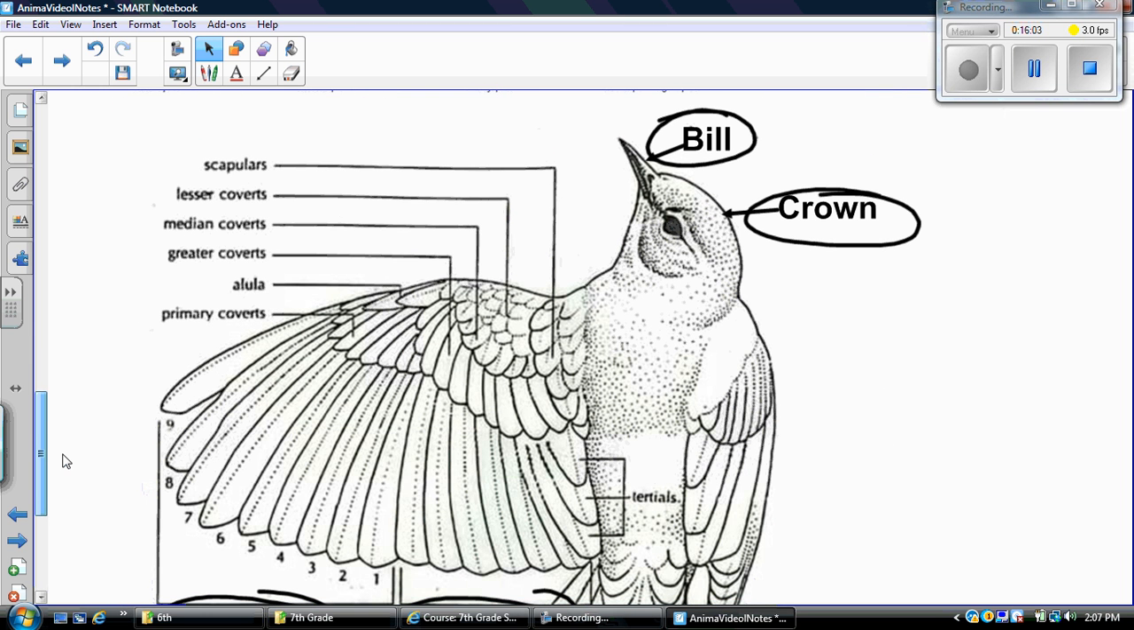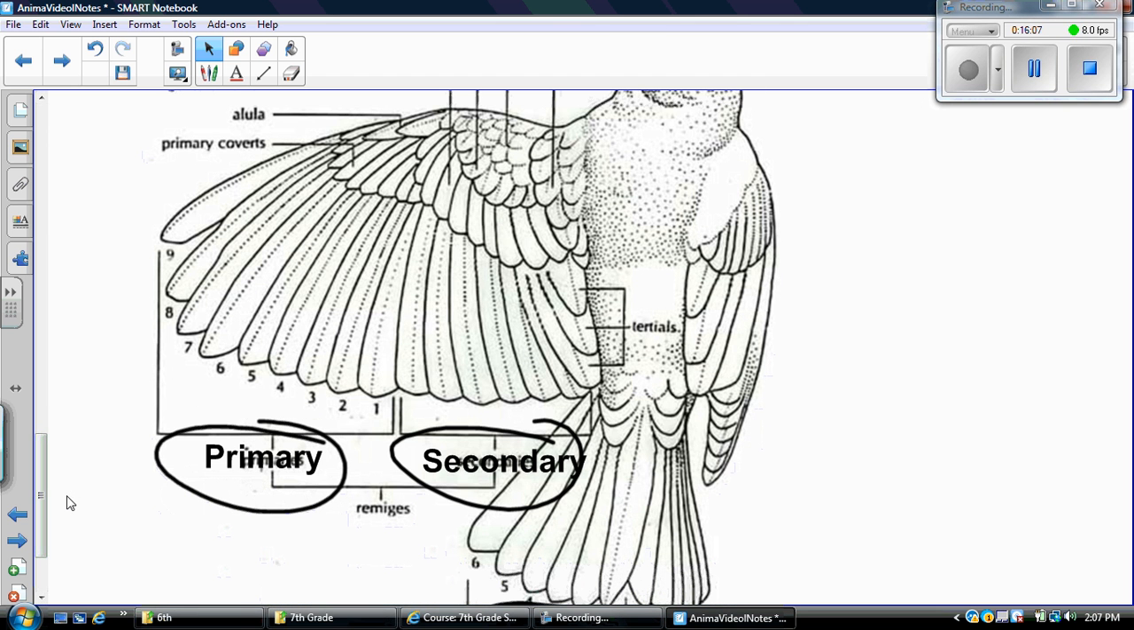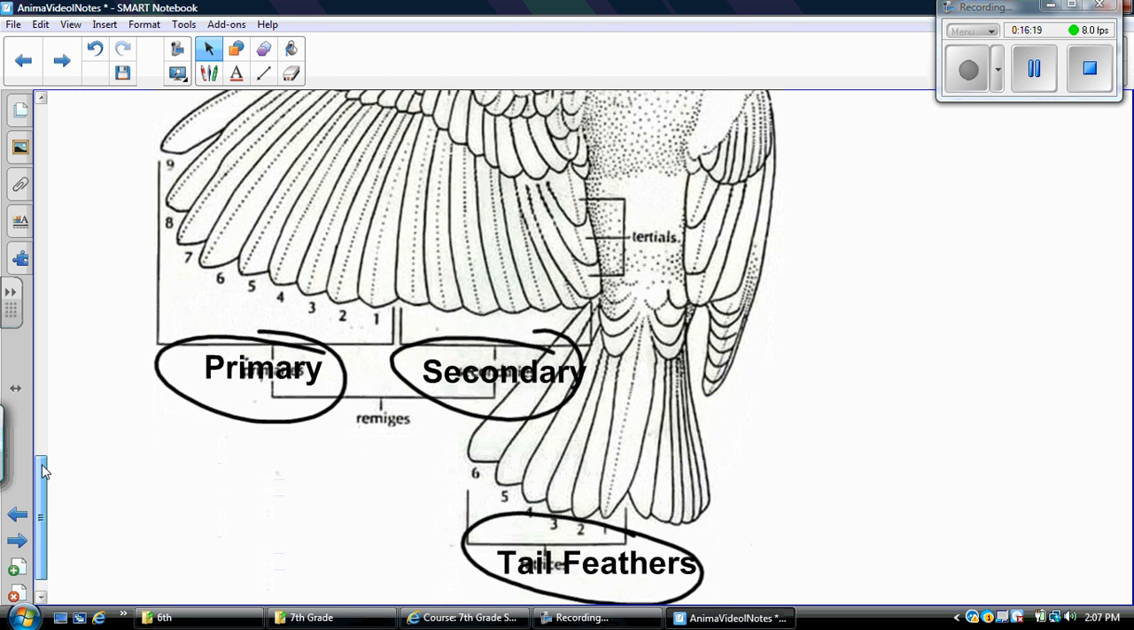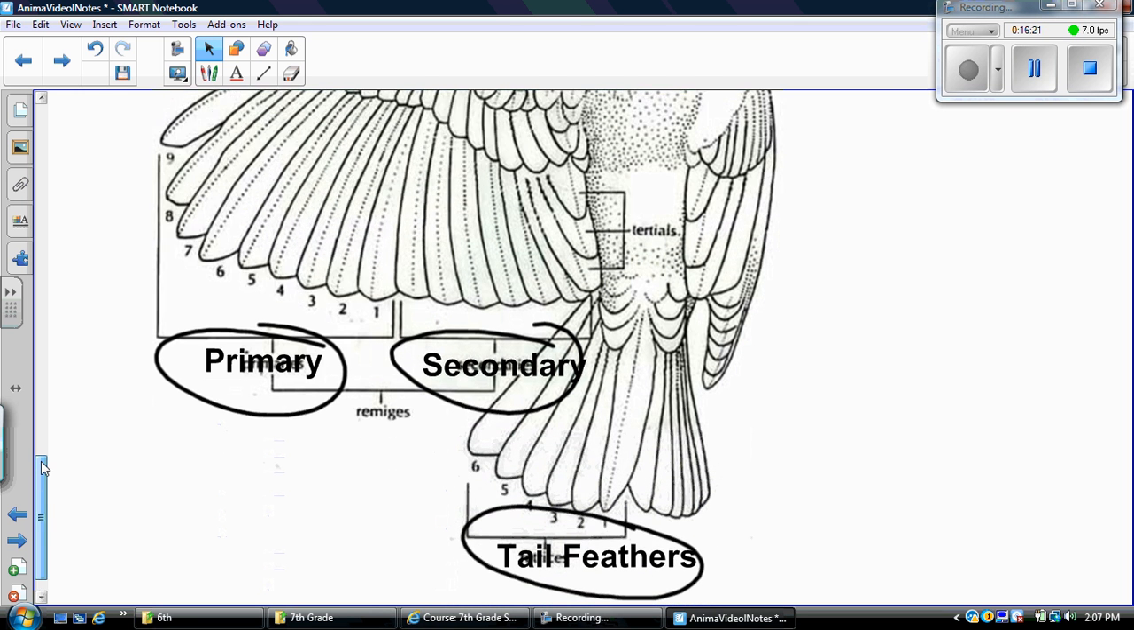Okay, this is the diagram showing the bird. Let's look at primary and secondary. These are your primary, they're the outside wings that help for flight. Secondary are the inside wings that help for flight. And you got some tail feathers.